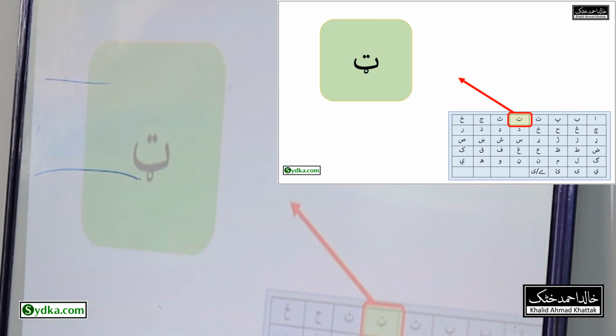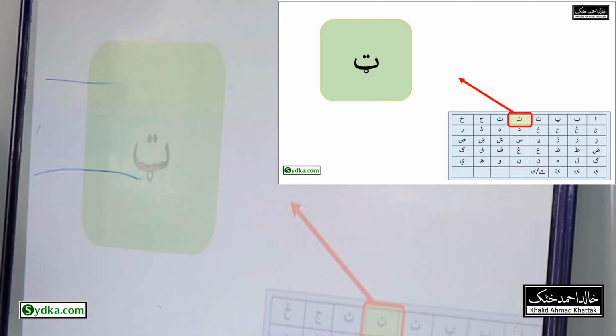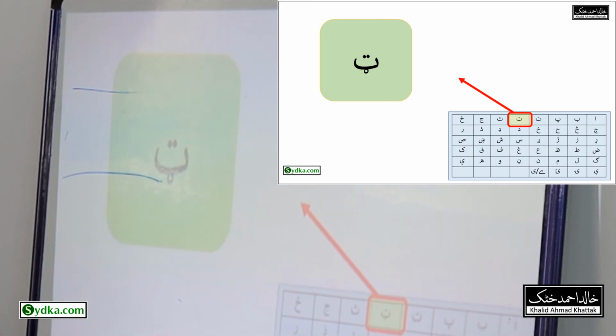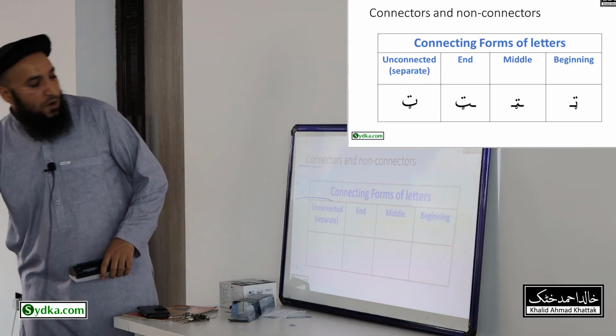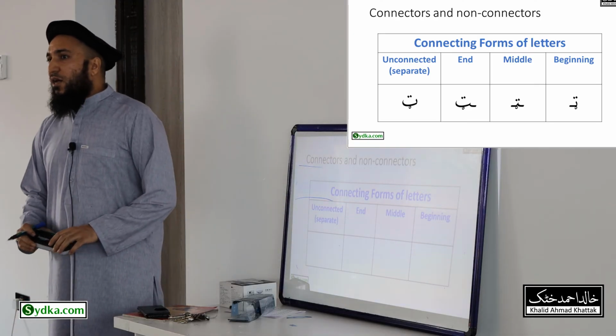Okay, te. Start from the right, go to the end, 2 dots, and the circle underneath. So that differentiates between the two letters. If you don't have this one, it becomes one letter. If you have it, it becomes the other. That's the difference. And it's connecting forms. Okay, I haven't put the rest. I'm going to ask you one by one.